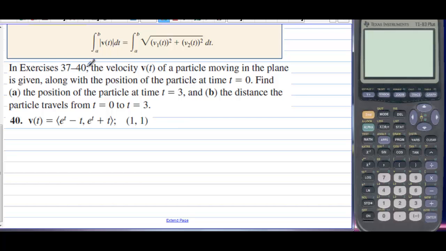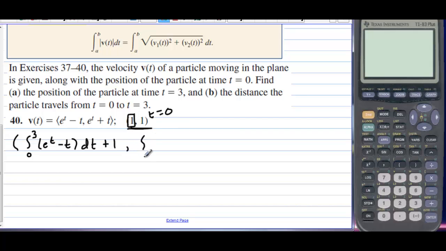In exercises 37 to 40, the velocity v of t of a particle moving in the plane is given, along with the position of the particle at time t equals 0. Find a, the position of the particle at time t equals 3, and b, the distance the particle travels from t equals 0 to 3. They're giving us the position when time is 0, and we want to know the position of the particle when t is equal to 3. That's going to be a point, so we integrate from 0 to 3 of e to the t minus t dt, but then we'll add on 1, and that comes from this value right there, the x value.